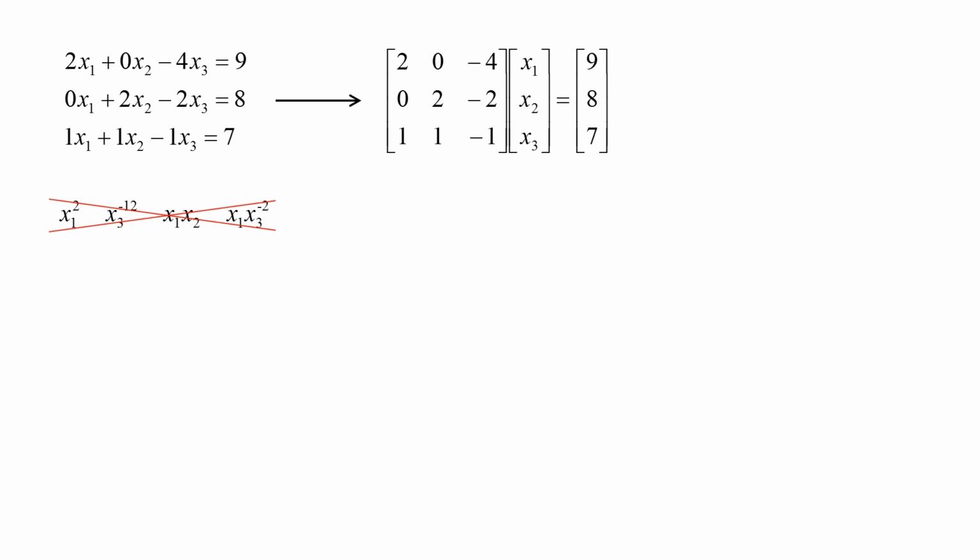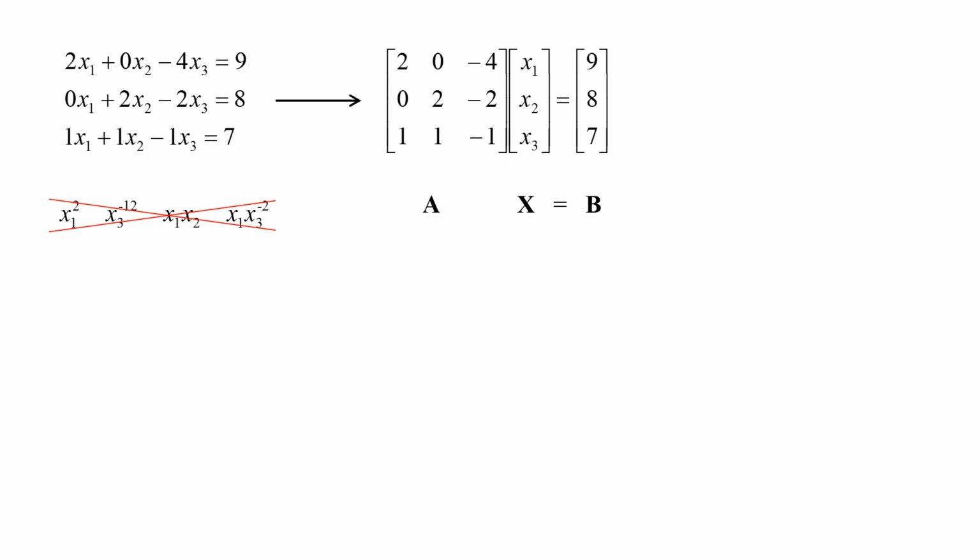Notice that we can regenerate these three linear algebraic equations from the single matrix equation by following the rules of matrix multiplication. We will call the coefficient matrix capital A, the unknown column vector capital X, and the constant column vector capital B. So our goal will be to solve the matrix equation AX equals B.